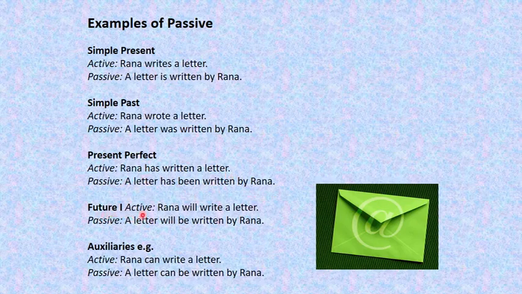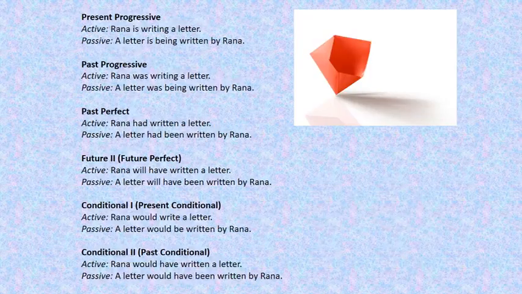Future tense. Rana will write a letter. A letter will be written by Rana. Now with auxiliaries. Rana can write a letter. A letter can be written by Rana. Alright, present progressive tense. Rana is writing a letter. A letter is being written by Rana.